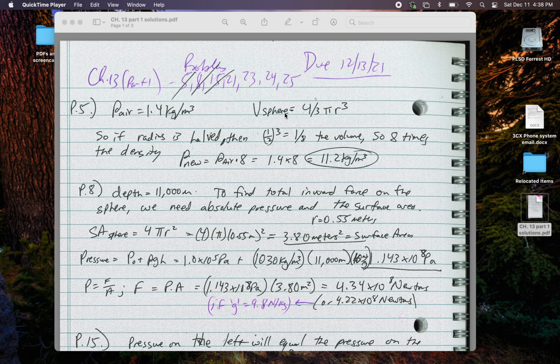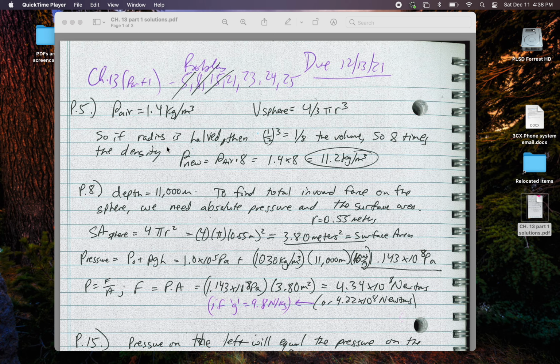Hello, hello, hello. This is chapter 13, first part of the homework, which deals with density and pressure at depth. It does not deal with flowing fluids. But I want to go over the solutions with that. Please make sure you make corrections and show your work clearly for corrections.